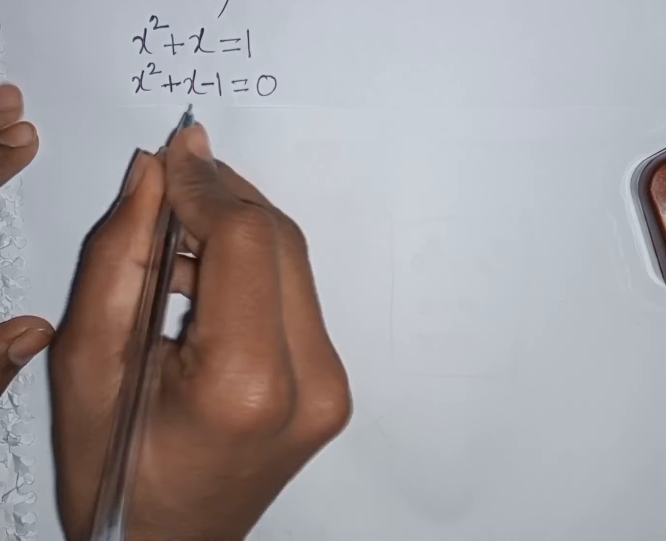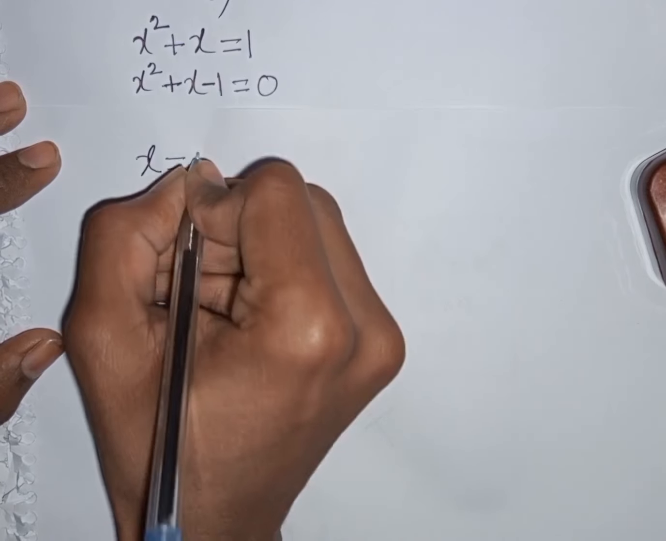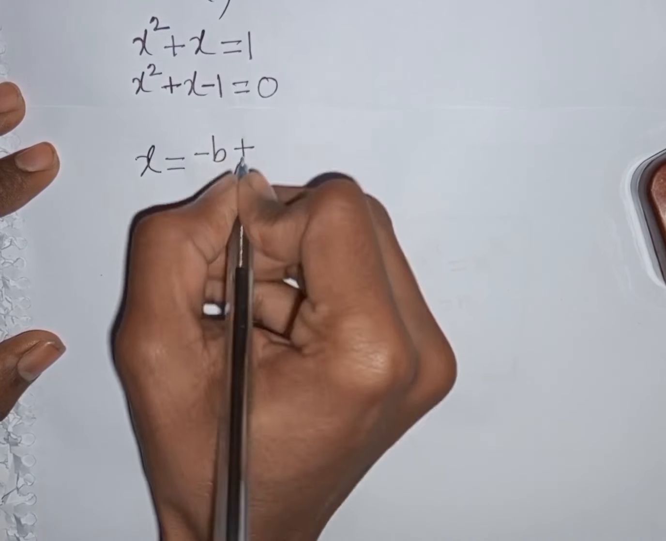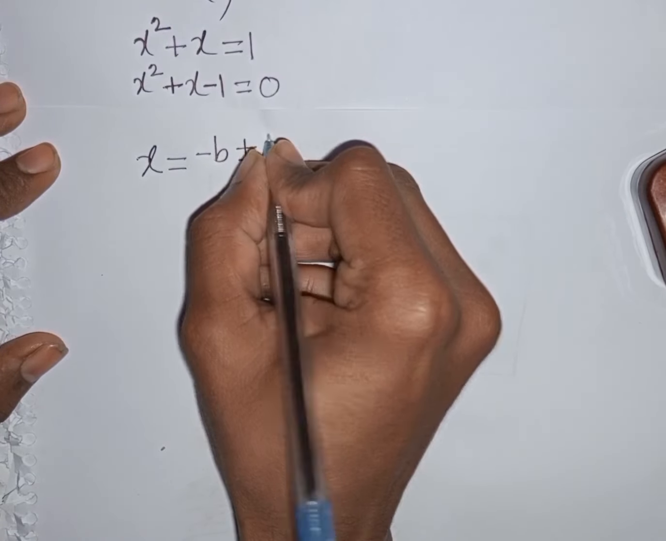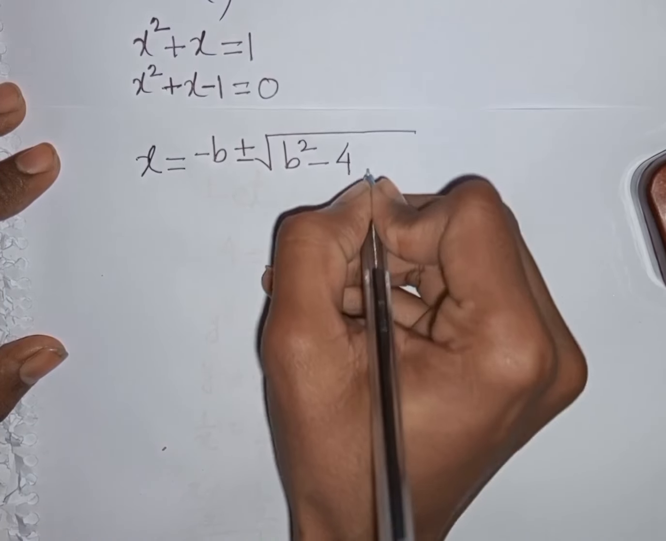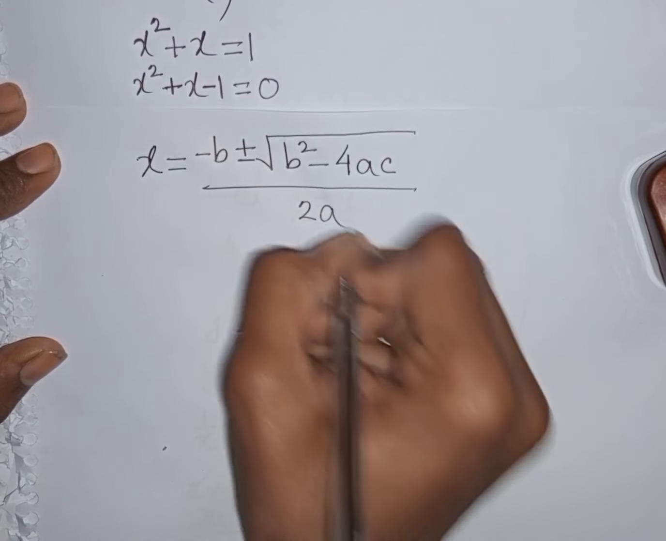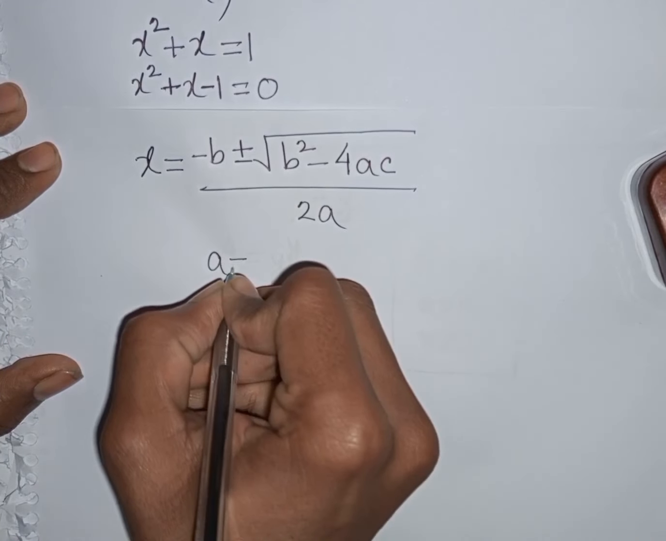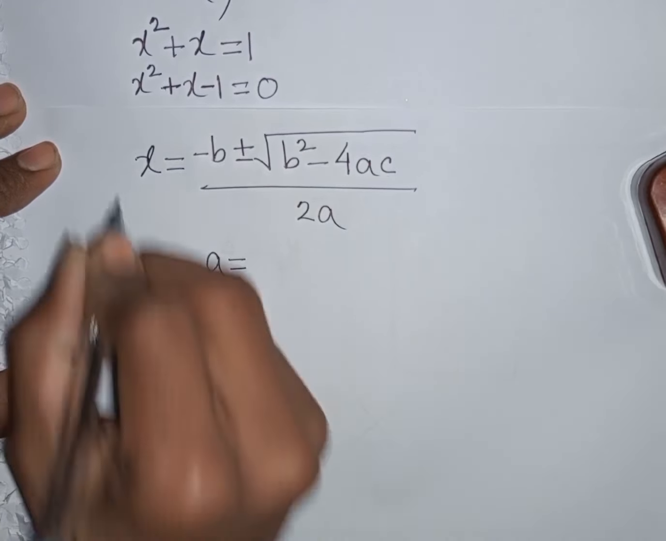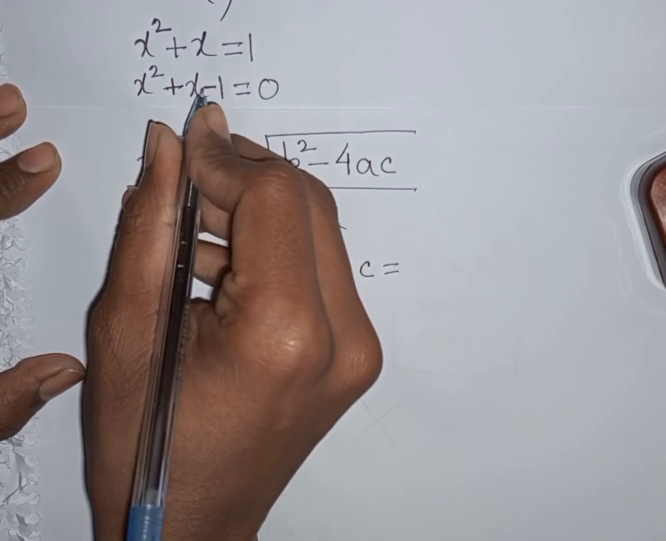Now here you can apply the quadratic formula. So you can write here x is equal to minus b plus or minus square root of b square minus 4ac divided by 2a. Here a is 1, then b is 1, after that c is negative 1.